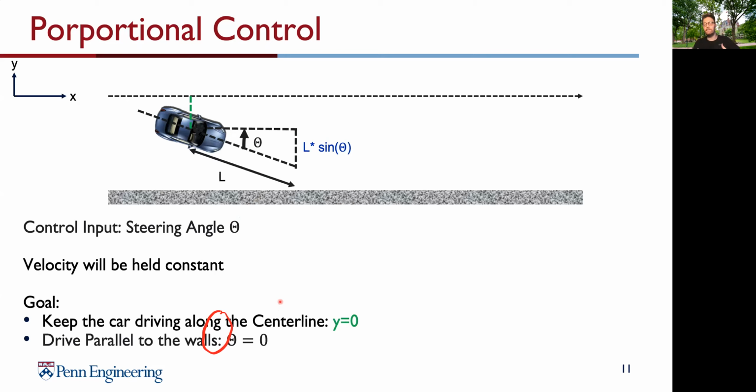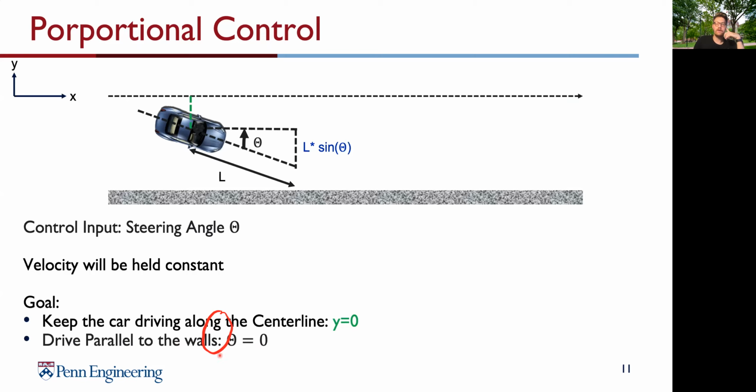Again, the velocity will be constant here, and the goal is to keep the car driving along the center line, which means from a mathematical point of view, y must be 0. And then we say we drive parallel to the walls, which means our steering angle theta has to be 0. But this here is wrong. We need a better way of displaying that we are driving parallel to the wall.